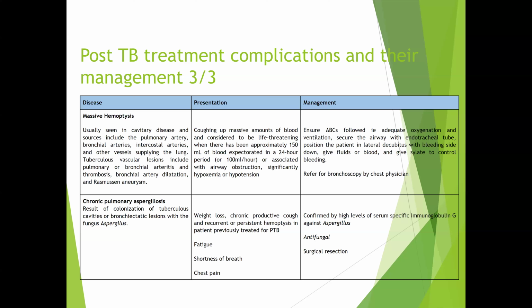They always have fatigue, shortness of breath, and chest pains. It is confirmed by high levels of serum-specific immunoglobulin G against Aspergillus. The treatment management here is antifungals, and the antifungal is itraconazole because they are also resistant to fluconazole and the others. And then there is always a role for surgical resection, where the chest physicians and the cardiothoracic specialists will work together.